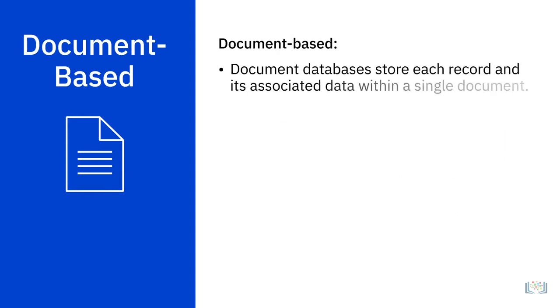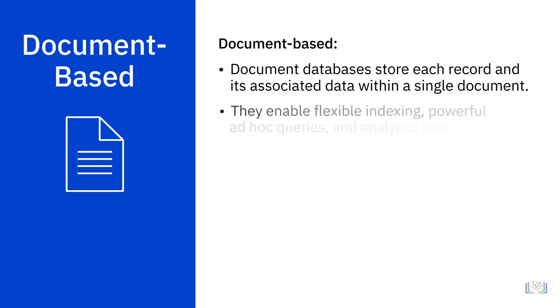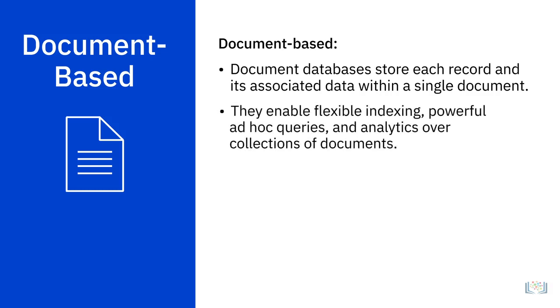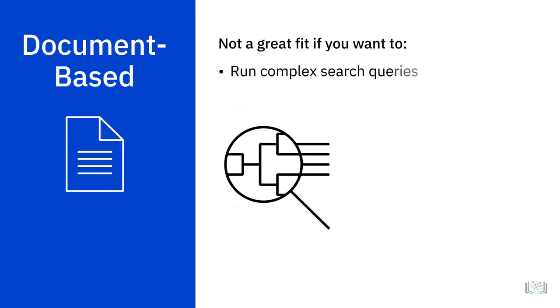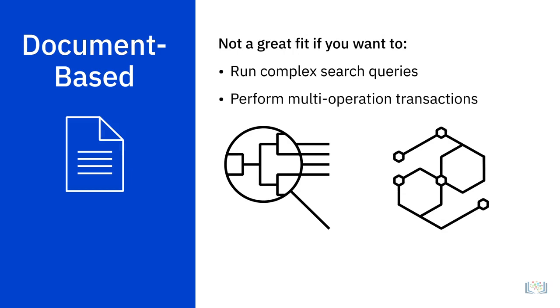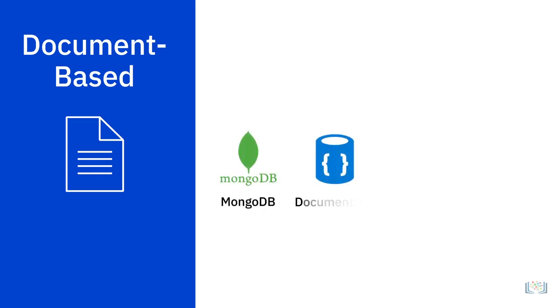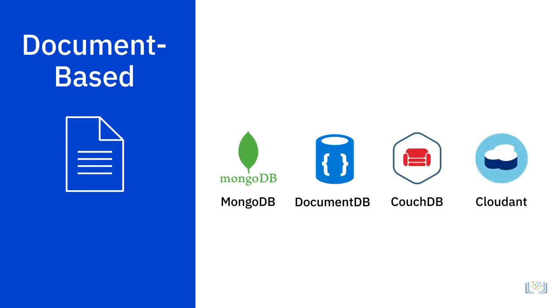Document-based. Document databases store each record and its associated data within a single document. They enable flexible indexing, powerful ad hoc queries, and analytics over collections of documents. Document databases are preferable for e-commerce platforms, medical records storage, CRM platforms, and analytics platforms. However, if you're looking to run complex search queries and multi-operation transactions, a document-based database may not be the best option for you. MongoDB, DocumentDB, CouchDB, and Cloudant are some of the popular document-based databases.